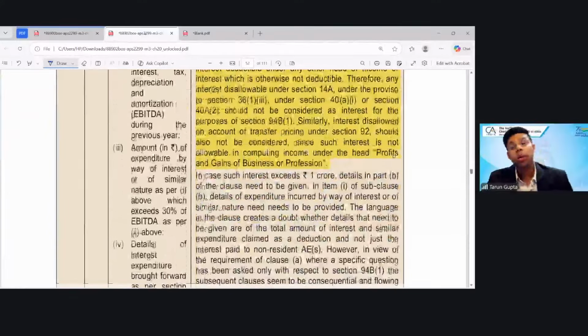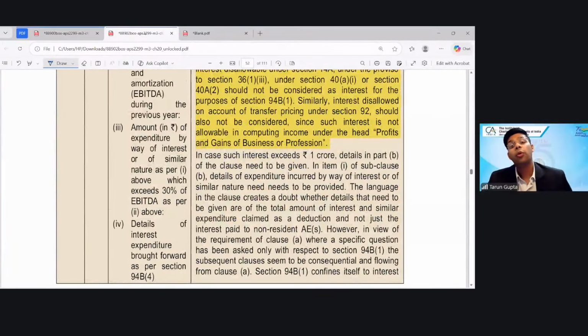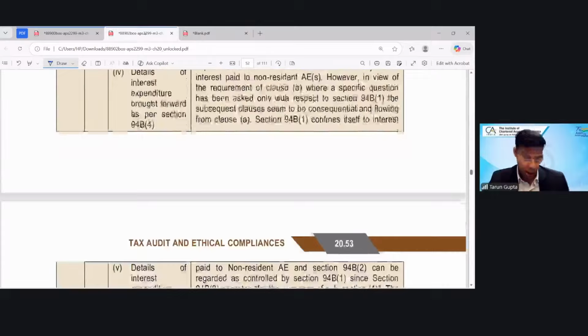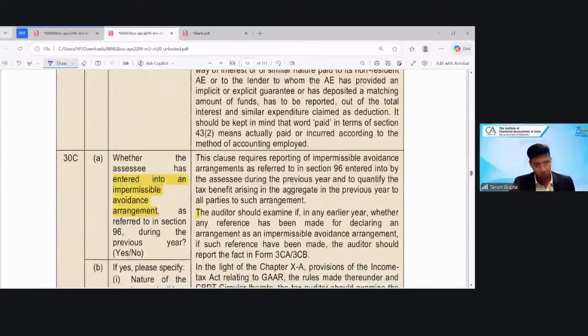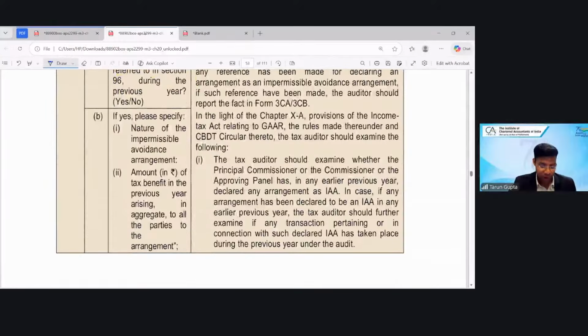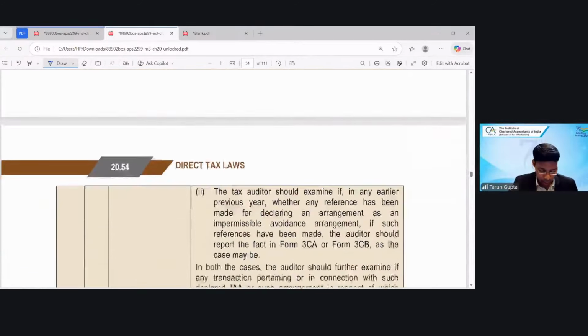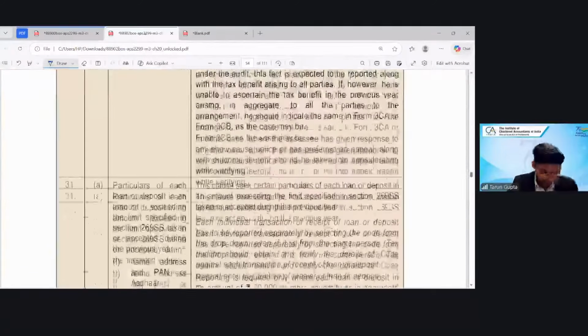Then clause 30B is about section 94B, where the interest is payable to an AE, and whether the interest is allowable or not. If it's exceeding 30% of EBITDA, that's not allowed. 30C is in respect of GAR. You have to state whether the assessee has entered into any impermissible avoidance arrangement.